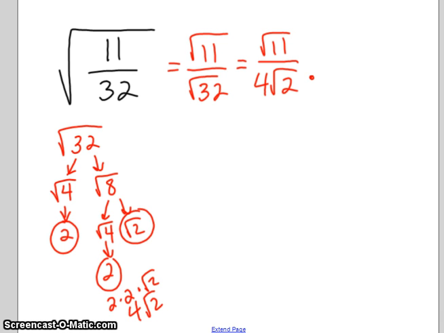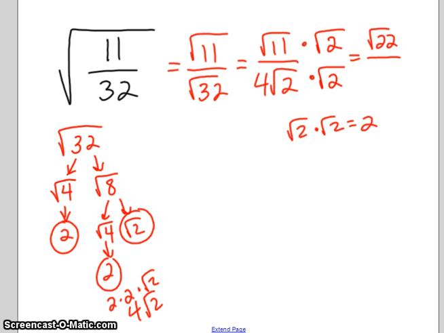We're going to multiply by the square root of 11. And we get the square root of 22 over 4 times the square root of 2 times the square root of 2. Now remember, the square root of 2 times the square root of 2 is just 2. So technically we have 4 times 2, which is 8.